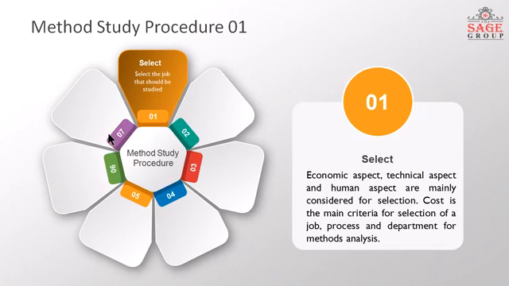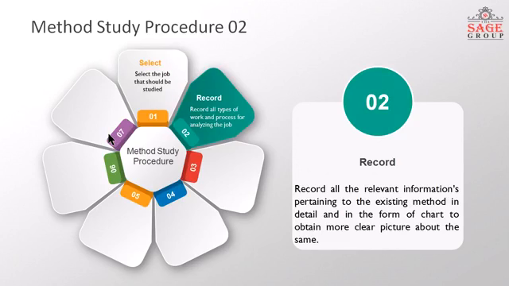Basically, for industrial application, cost is the main criterion for selection of the job, process, and department for method analysis. Once we have selected the job that must be studied, we move to the second step, and that is record. In record, we have to record all relevant information relating to the existing method in detail and in the form of a chart, to obtain a clearer picture.